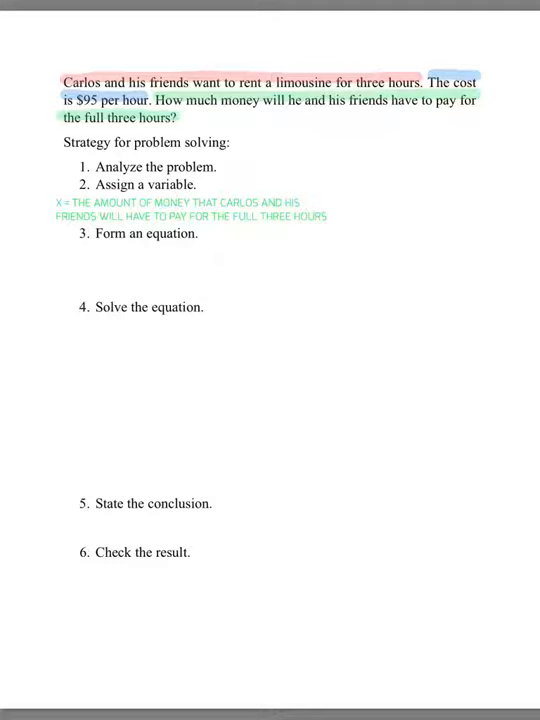Let's talk about a few scenarios here. The first scenario: suppose they wanted to rent a limousine for just 1 hour. Since the hourly rate is $95 per hour, that 1 hour would amount to just $95. Now suppose you wanted to rent it for 2 hours. That would amount to $95 for the first hour, plus another $95 for the second hour.